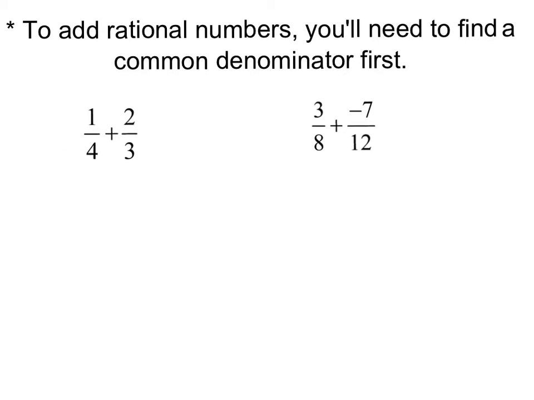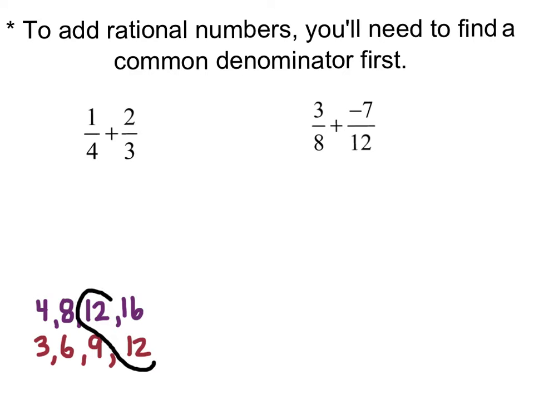So if I count by 4s, 4, 8, 12, 16, and then I count by 3s, 3, 6, 9, 12, I want to find a number they have in common. So when I look at my two lists of multiples of 4 and 3, I can see that they both have a 12 in common. So that means my common denominator is going to be 12.